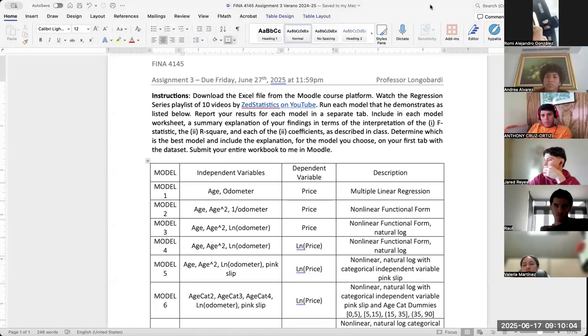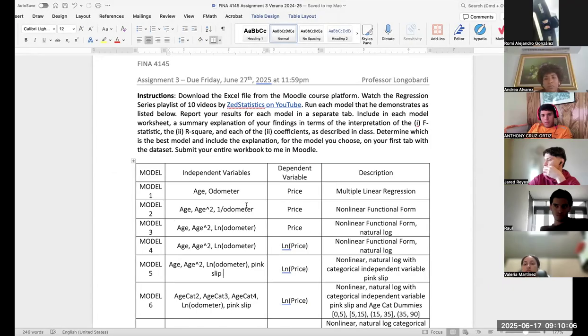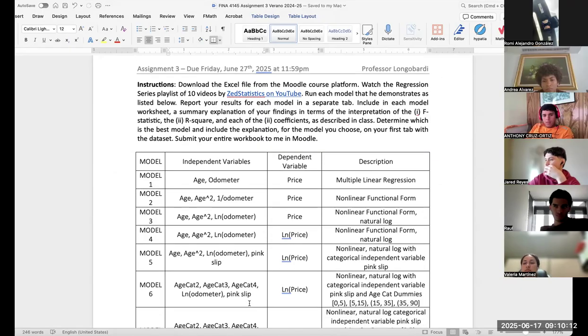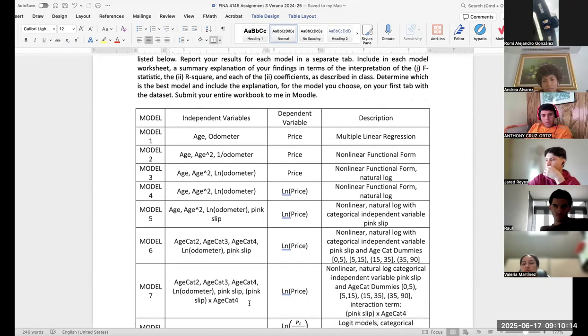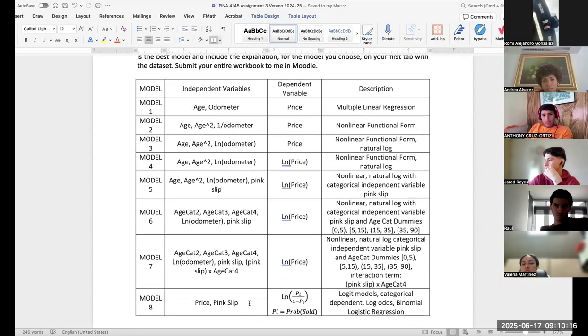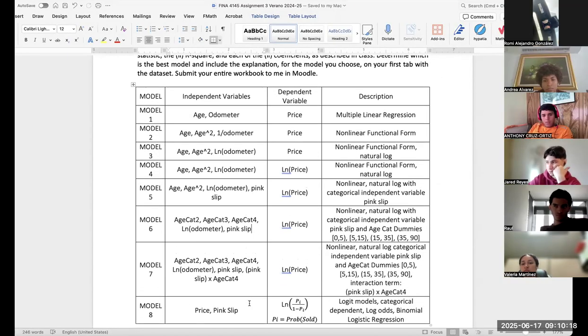So we want to improve the fit, and we use more complex models or seemingly complex models to accomplish that, okay? And I'm going to ask you to explain your findings. So we're going to work on that today to get you started. And then let's see how much more help you need from me.